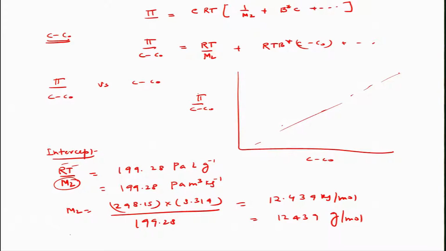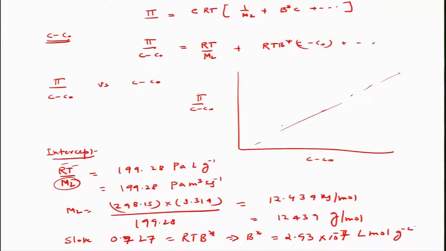Now, what about the slope? Slope is 0.727, which is nothing but RT B star. So, I now have B as 2.93 into 10 to the power minus 7 liter mole per gram square. B2 is a coefficient which gives you the idea about the interactions, whether interactions are effectively attractive or repulsive. So now you have data, you have calculated your molecular weight. Now, the question is, what is the number of molecules in the aggregate?